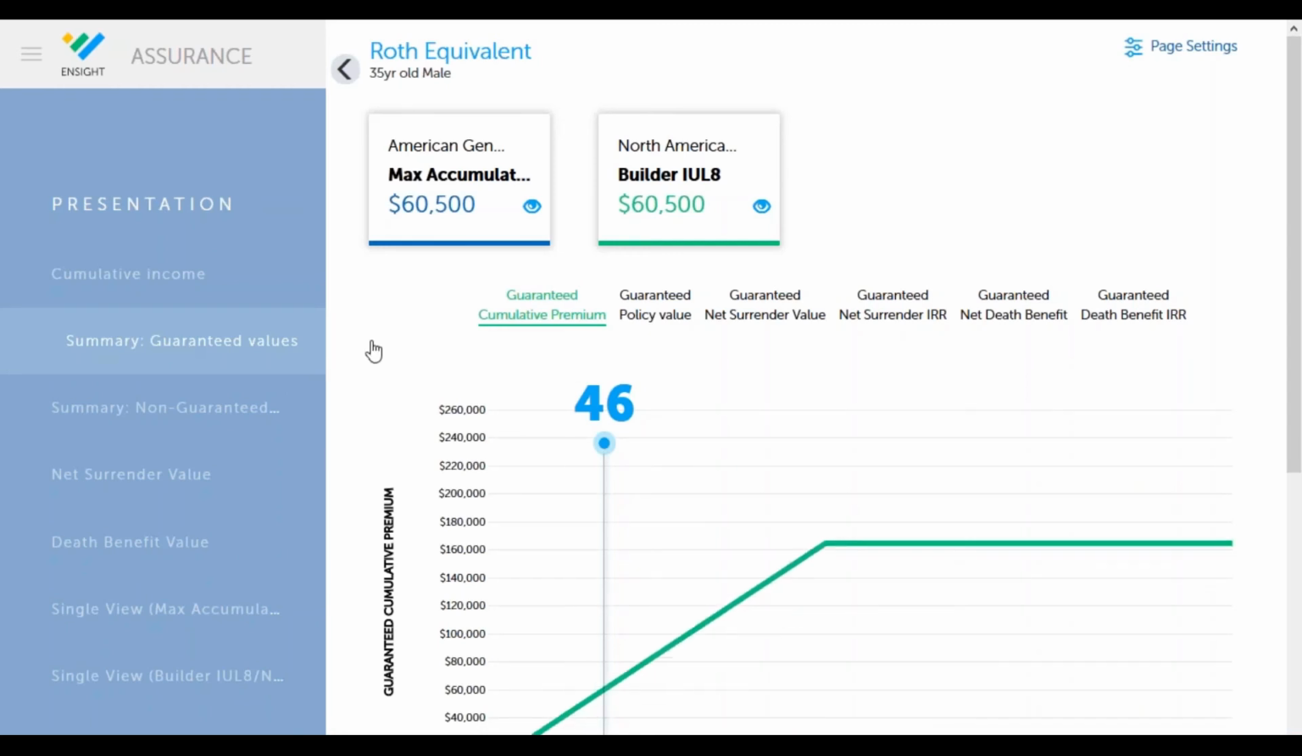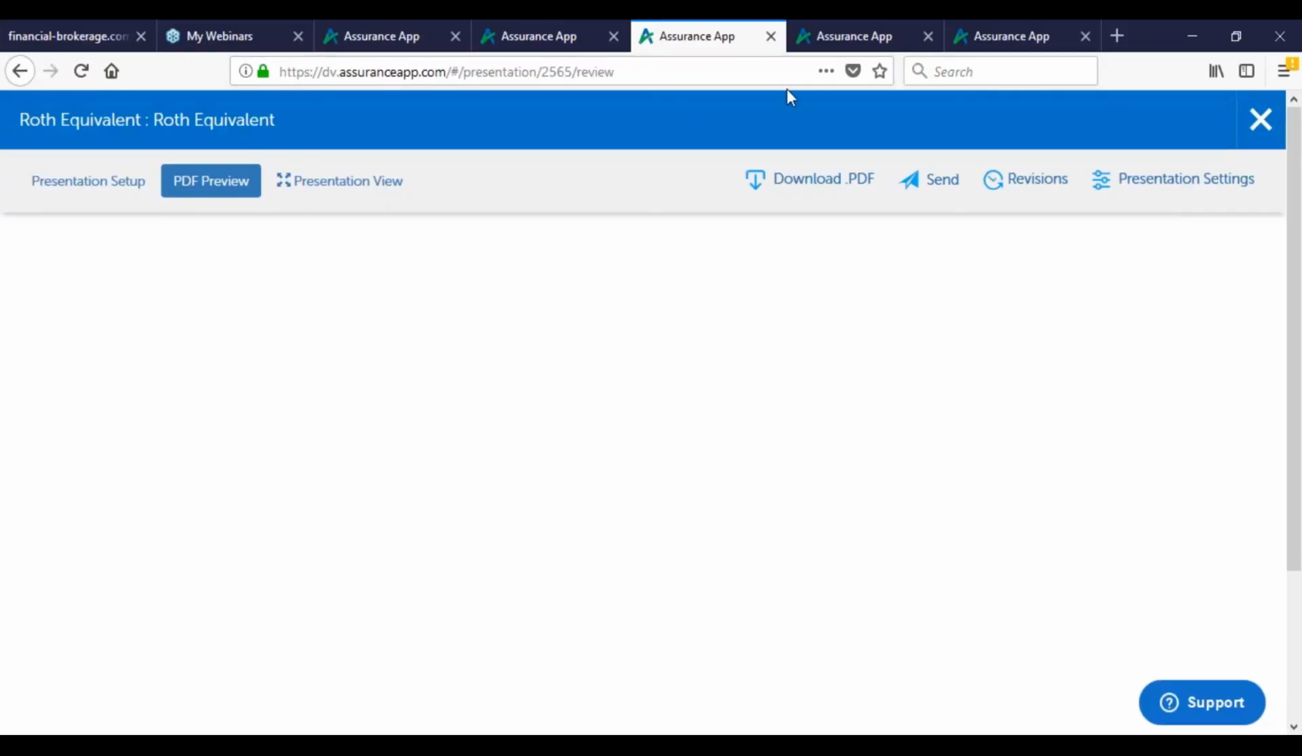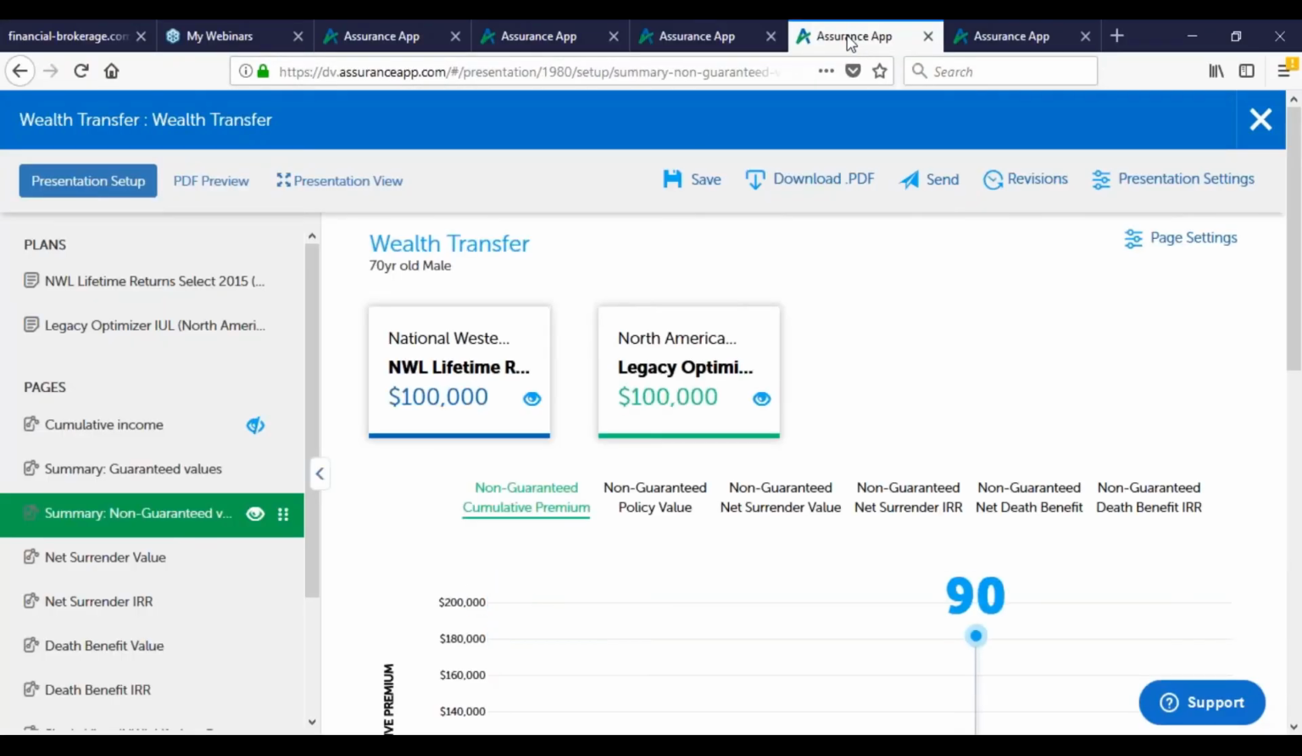Well, we took a 70-year-old gentleman in this case, and he had an extra $100,000 earmarked for that purpose right here, and I put it into a product with National Western and North American's legacy optimizer. Now, on the guaranteed side of things, these things, they're really not meant to give you guaranteed values. They work well, since they're index products, on the non-guaranteed side of things. So that would be one thing you'd want to show your clients here.